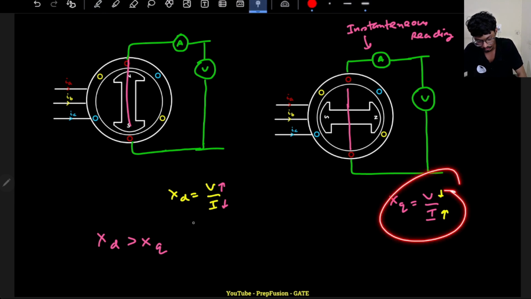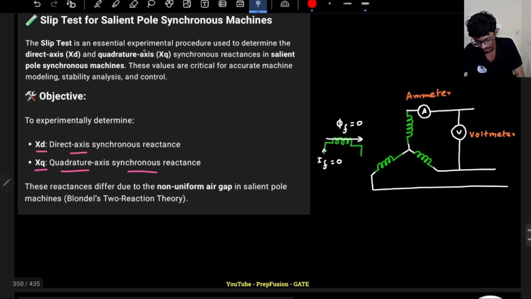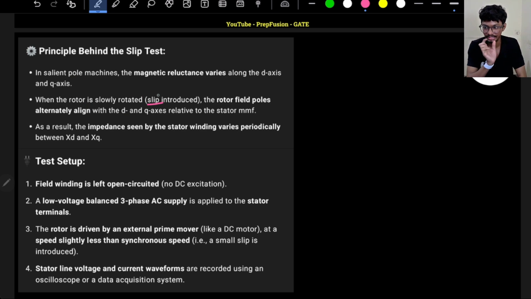Okay. So we will measure the instantaneous value, and if I take the ratio of these two, I will be able to get my XD and XQ. That's it. So the slip test is an essential experimental procedure used to determine the direct axis reactance and the quadrature axis reactance in salient pole machines. In salient pole machines, the magnetic reluctance varies along the D and the Q axis when the rotor is slowly rotated. So there is a slip between the rotor speed and the stator. So that's why the term slip came. Slip test, because there is a slip between the rotor, because I am rotating the rotor.